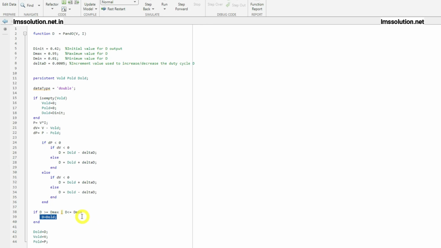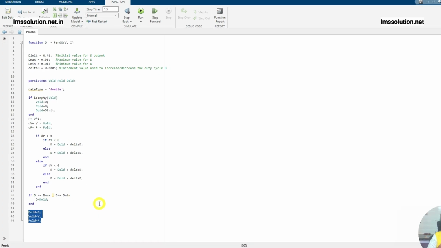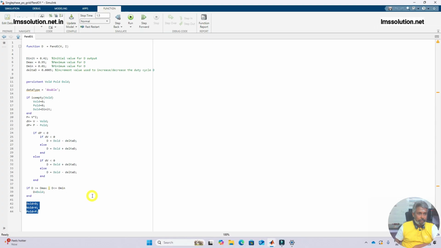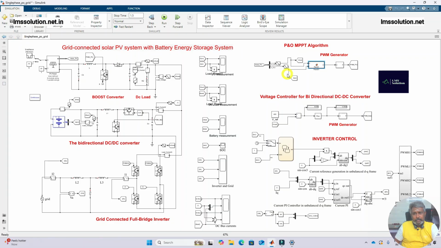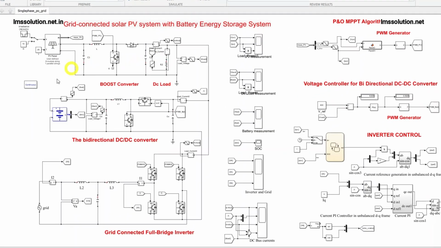Okay, no need to consider that calculation from these four conditions. Here we are overriding the current instant to the previous instant, and it will keep on changing every sample. So this is the P&O MPPT implementation in the system.